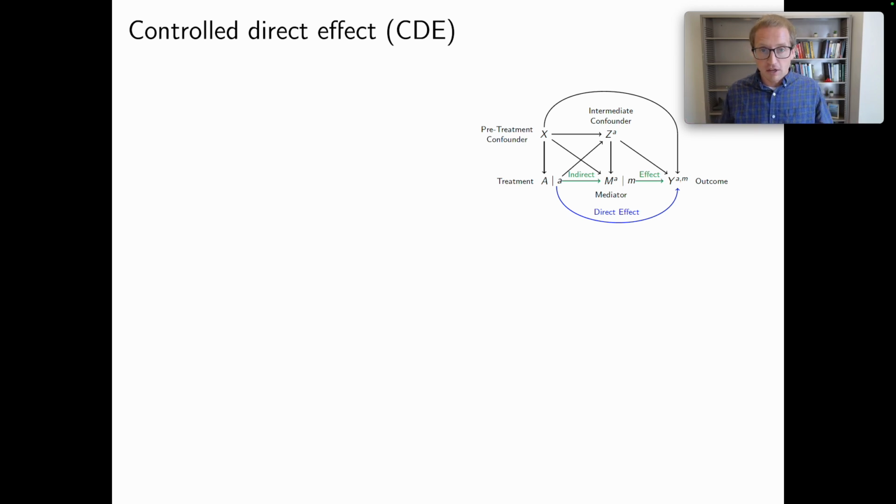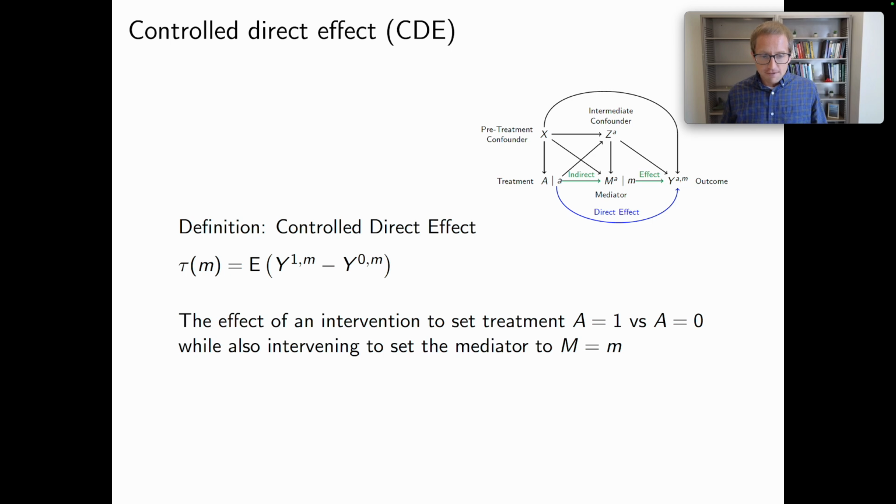Okay, so let's think a little bit about controlled direct effects. The definition of a controlled direct effect here, I'm going to denote this as tau of m. So the controlled direct effect is defined for the particular value of the mediator, little m. It's the expected value of the difference in two potential outcomes. The first is the potential outcome if you are assigned to be treated, so your treatment is A equals 1, and your mediator is set by intervention to the value little m, minus the potential outcome if you're set to the untreated condition, and we also intervene to keep your mediator at the value little m.